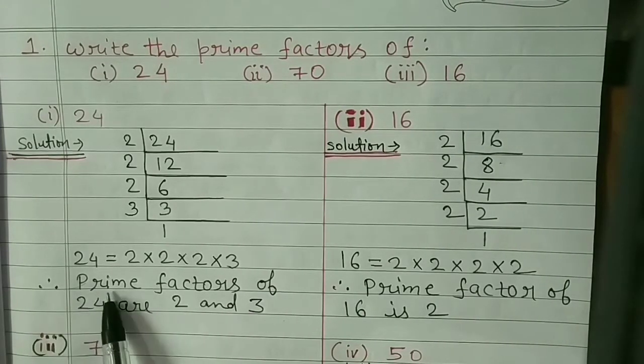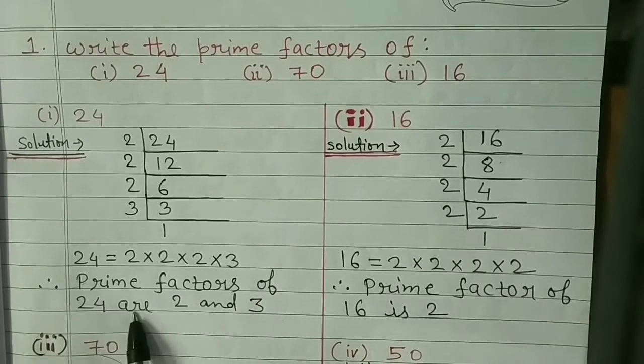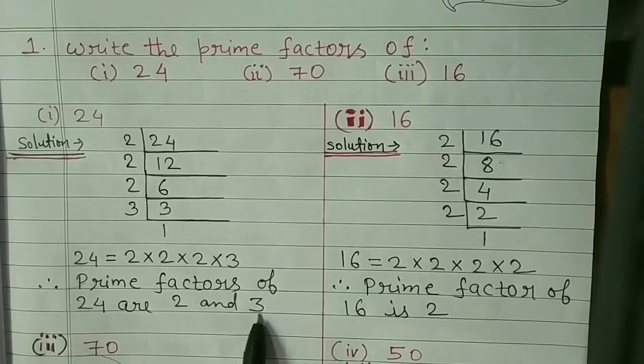So at last I have written, therefore, prime factors of 24 are 2 and 3. Okay? Clear?